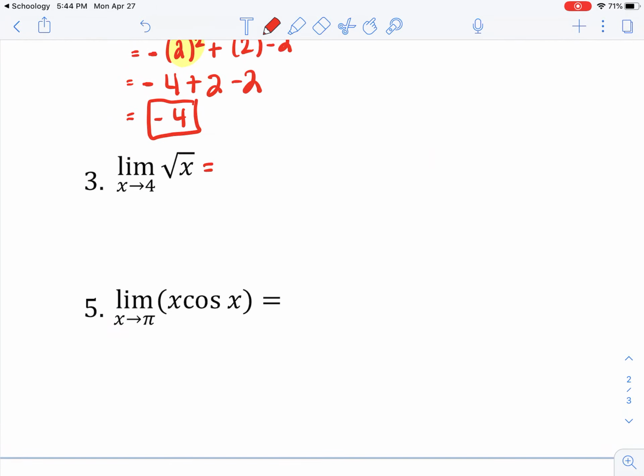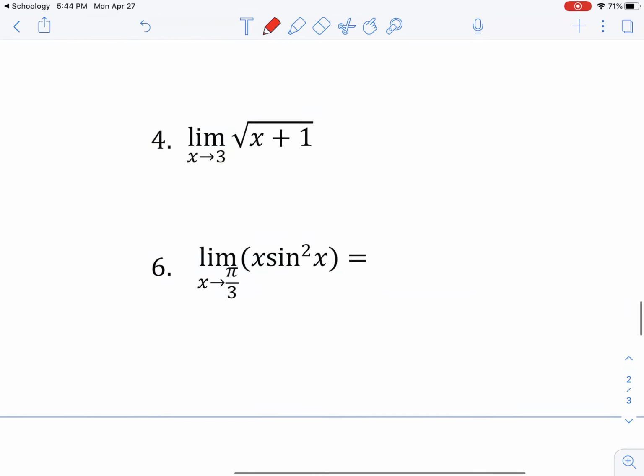All right, this one here, you're going to plug in 4. The square root of 4 is 2. All right, we're going to try direct substitution. Plug in 3. 3 plus 1 is 4. Square root of 4 is 2.